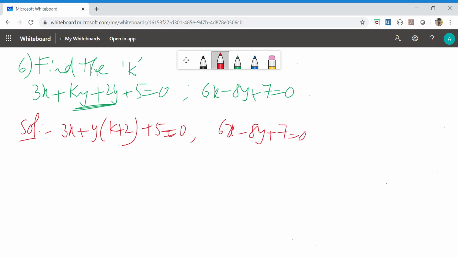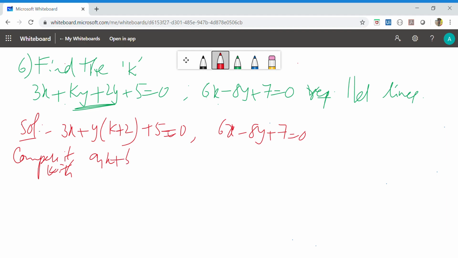This is another equation. So what they said, these two represent parallel lines. That is the given question. In the given question, find the value of k if these two lines represent parallel lines. Okay. Then you have to compare it with the general forms, which are a1x plus b1y plus c1 is equal to 0, and here a2x plus b2y plus c2 is equal to 0.